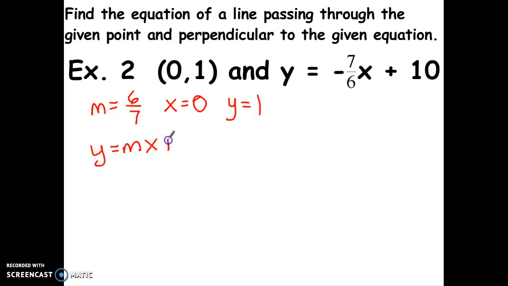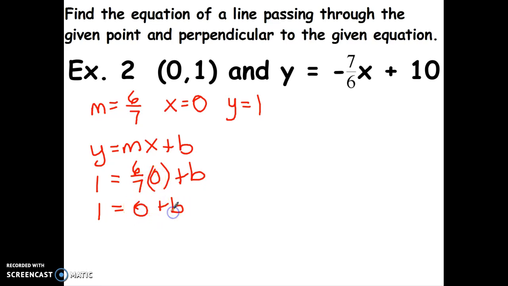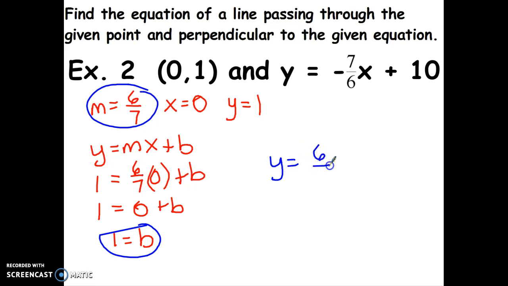All right, so now we just need to substitute everything in. y equals 1, m equals 6 over 7, x equals 0. This is pretty simple because anything times 0 is 0. So b just equals 1. So I'm just going to circle the two things that I'm using. We got our slope, we got our y-intercept. So y equals 6 over 7 x plus 1.